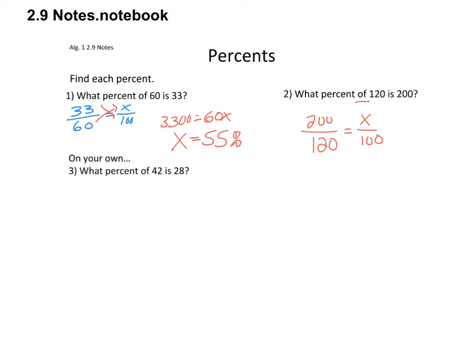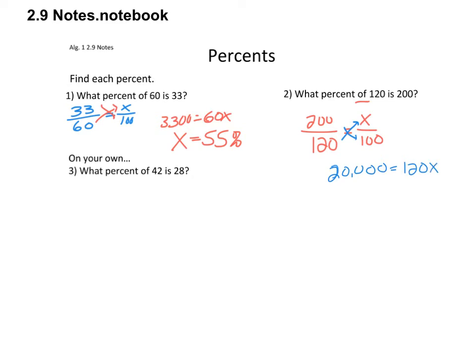And again, I'm going to use a different color to utilize the cross product property here, and then we're going to end up with 200 with 2 zeros behind it, which is 20,000, and that's going to be equal to 120x.